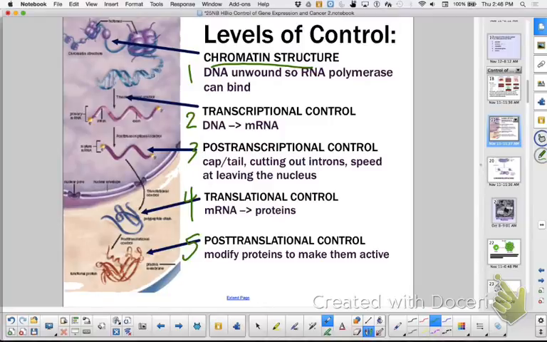Yes? Can you go over transcriptional control? Oh, I'm going to go over them all. Oh, okay. I was just going, here are the five, just so you could see these are the five we talked about in the beginning.